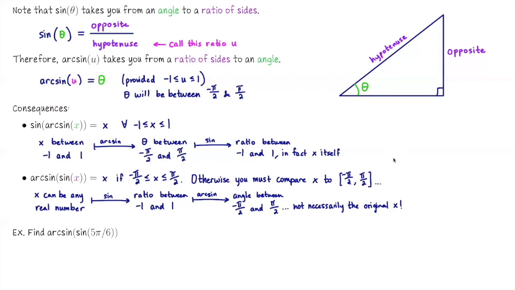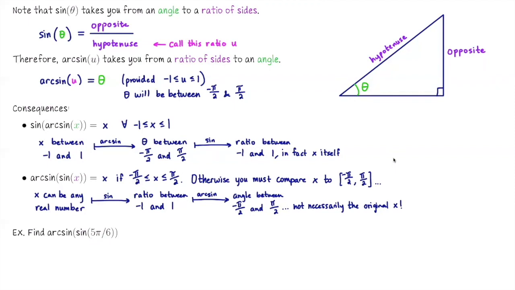So to summarize, as long as you're plugging in an x value between -1 and 1, sine of arcsine of x will give you back x. The other direction, though, is a lot more complicated. Arcsine of sine of x is going to return you back a value between -pi/2 and pi/2, whereas x could have been something like 200 pi.